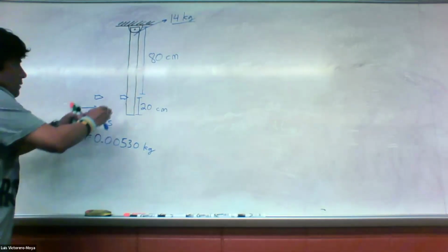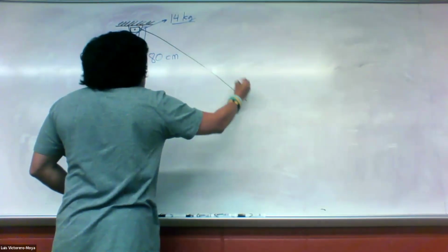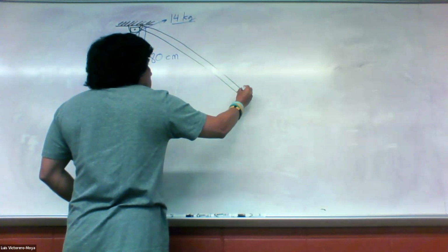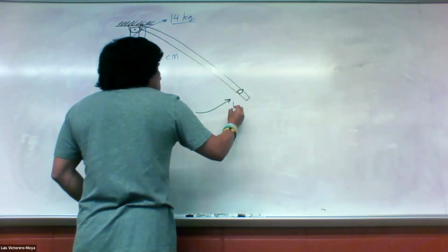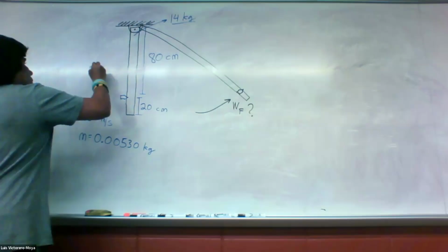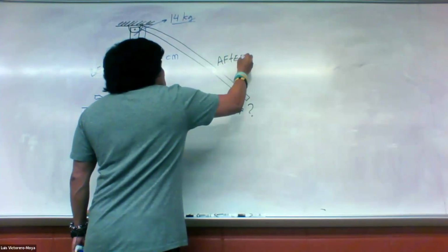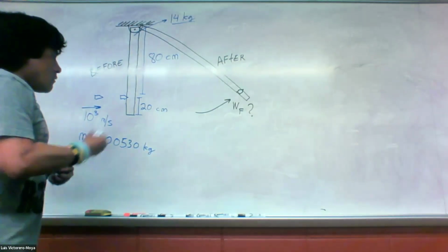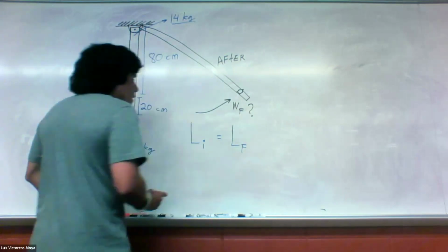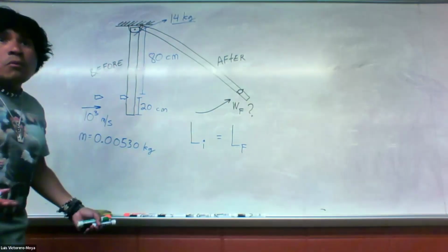All right. So obviously, before the collision, after the collision will be like this. Right, this is before, after. So now it's not linear. So angular momentum initial is equal to angular momentum final. That's why they ask you if there is angular momentum of the bullet, because the angular momentum of the door is zero. It's not moving.